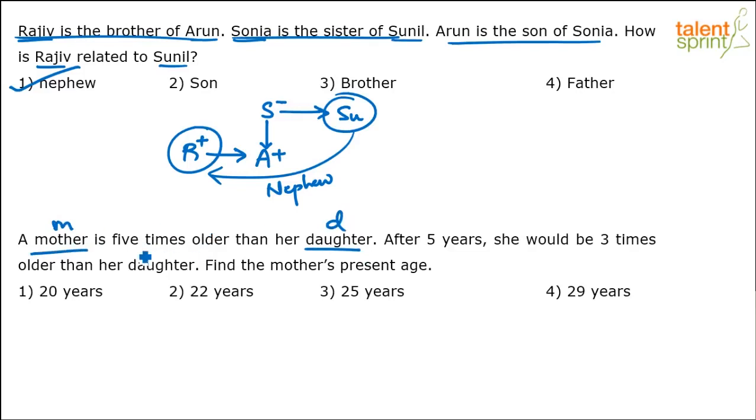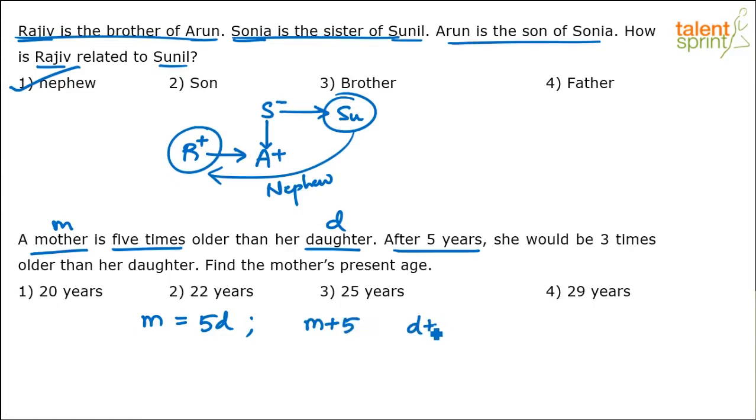So mother is 5 times older than her daughter. So what will be the equation? M equals 5D. Mother is 5 times older than her daughter. After 5 years, she would be 3 times older than her daughter. Now, what happens to mother's age after 5 years? Mother's age after 5 years will be M plus 5.